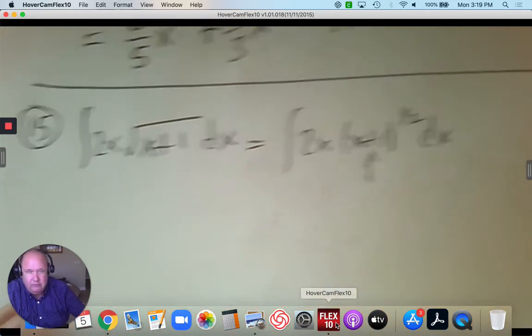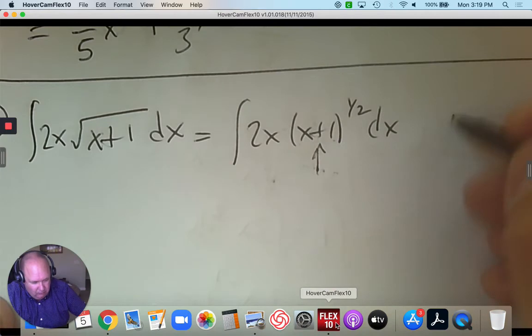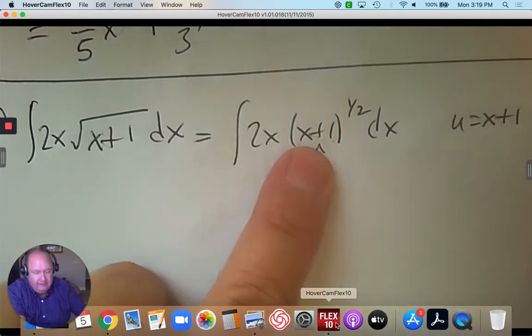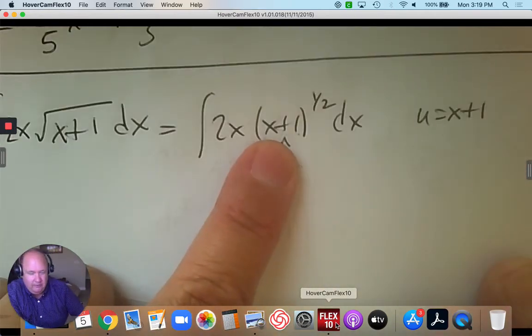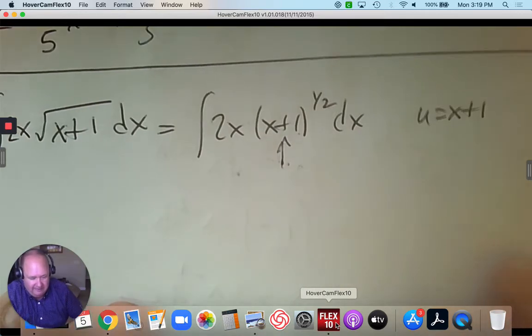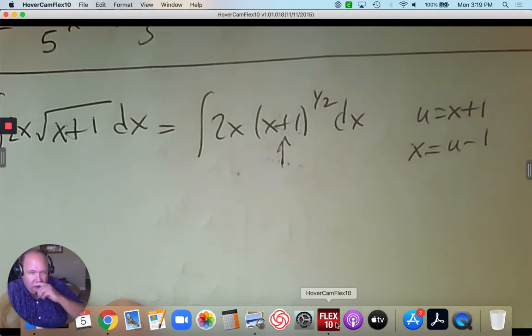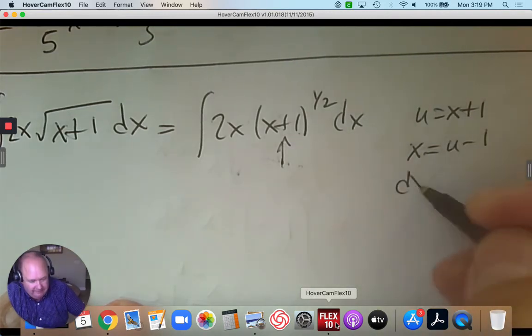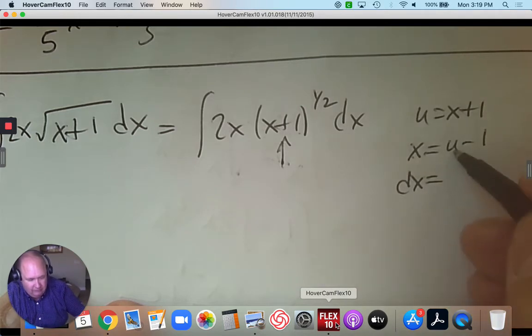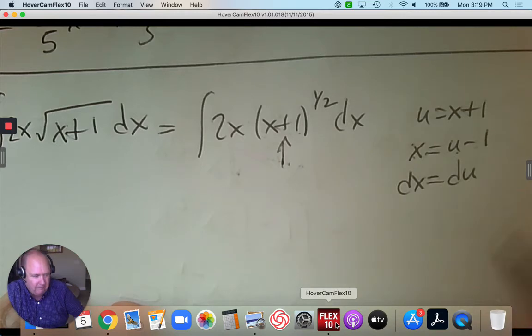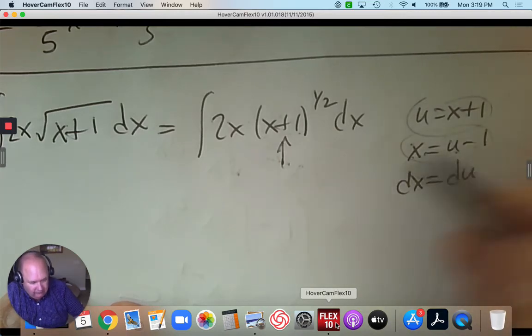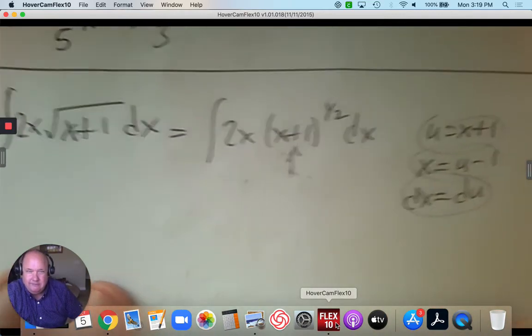So for U substitution, I'm going to let u equal x plus 1, what's underneath the square root sign, or to the exponent 1/2. I'm going to solve for x. So to get x by itself, I'm going to subtract 1. So x is equal to u minus 1. I'm going to take the derivative of x. So the derivative of u is du, and the derivative of negative 1 is 0. So I'm going to use these and plug them in here.